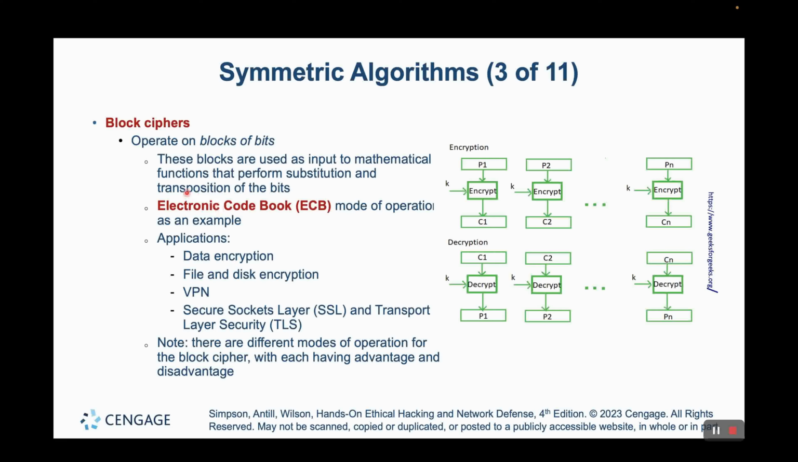The second one here is the block ciphers. It operates on blocks of bits. Now, these blocks are used as input to a mathematical function that performs substitution and transposition of bits here. Okay, now the simplest one here is called Electronic Code Book, ECB mode of operation, as an example.